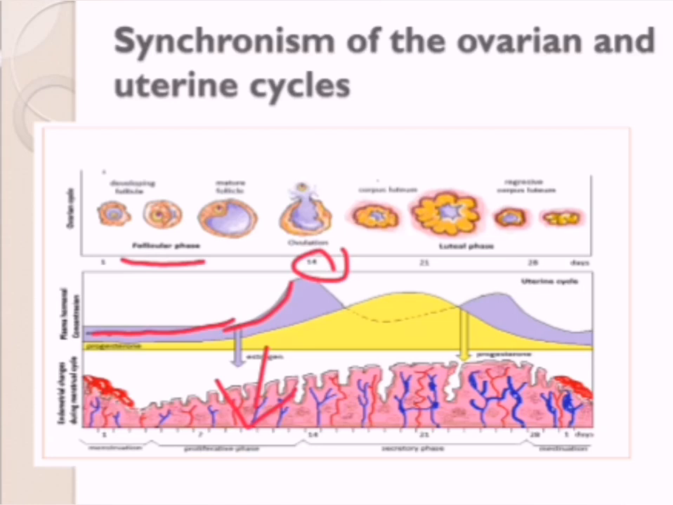So during the follicular phase, at the level of the uterus, during the first few days of menstruation, the uterus will get rid of the blood vessels that were built up in the cycle before, and then after menses, there is a proliferative phase where there is a proliferation of the blood vessels in the functional layer.